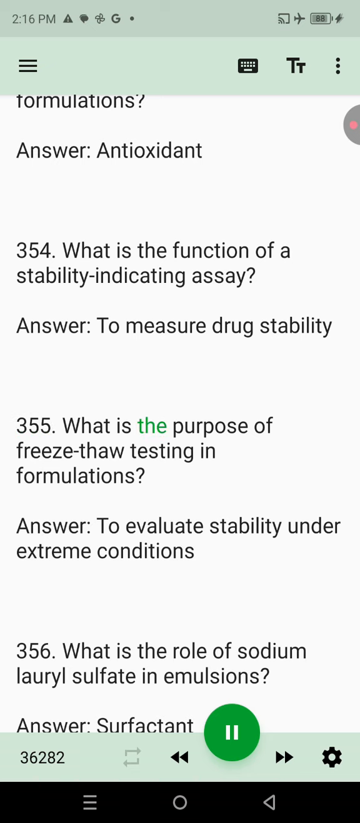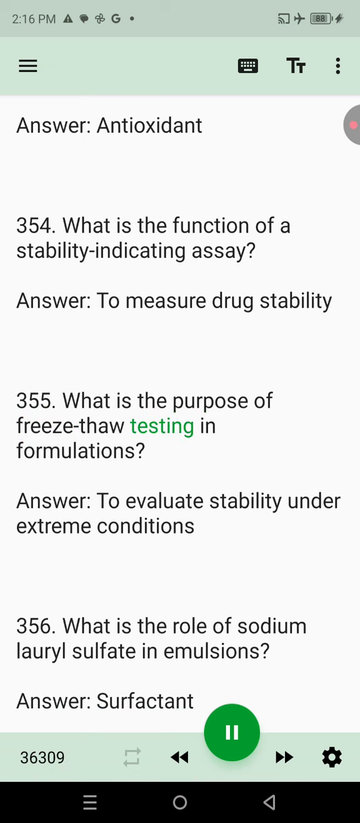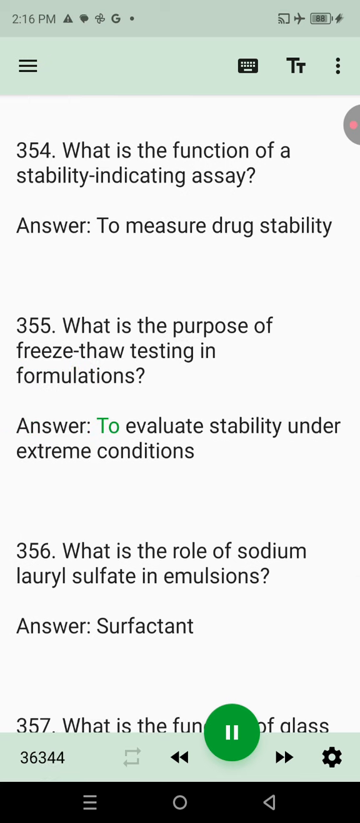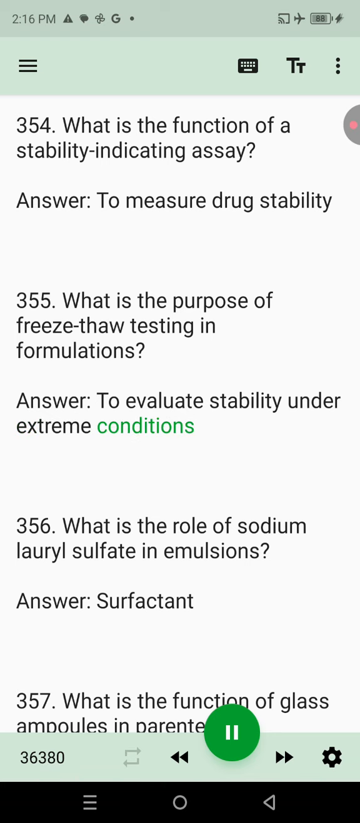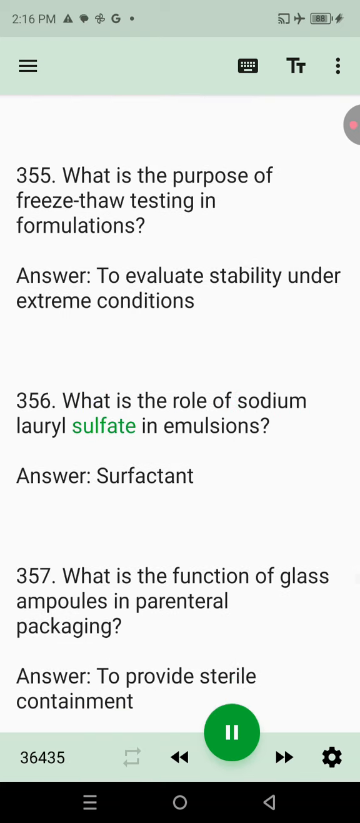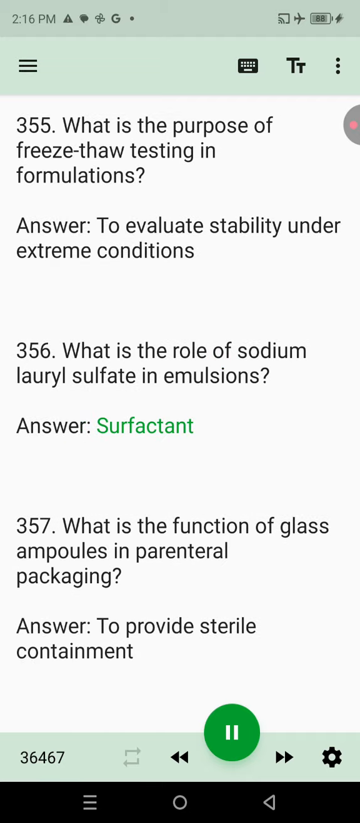355. What is the purpose of freeze-thaw testing in formulations? Answer: to evaluate stability under extreme conditions. 356. What is the role of sodium lauryl sulfate in emulsions? Answer: surfactant.